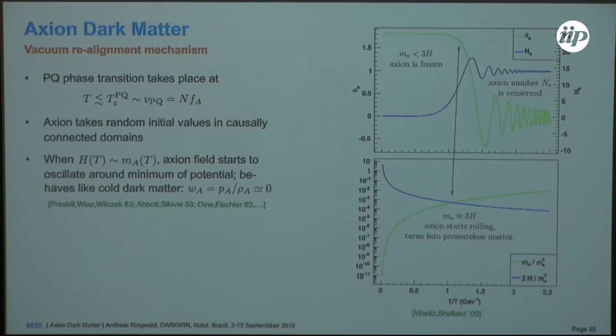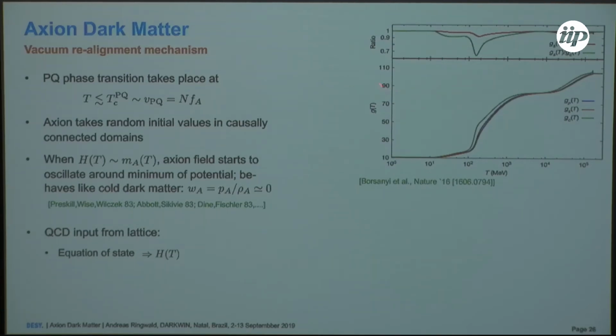And so it's an oscillation in an essentially quadratic potential, and this behaves exactly like dark matter, having exactly the equation of state of cold dark matter. And this is the reason. More or less, you can also understand this as something like a coherent state of many non-relativistic particles.